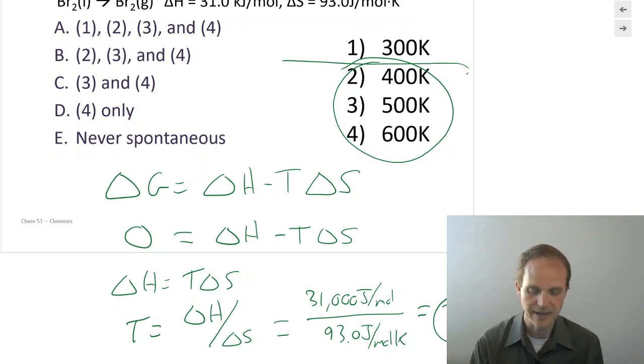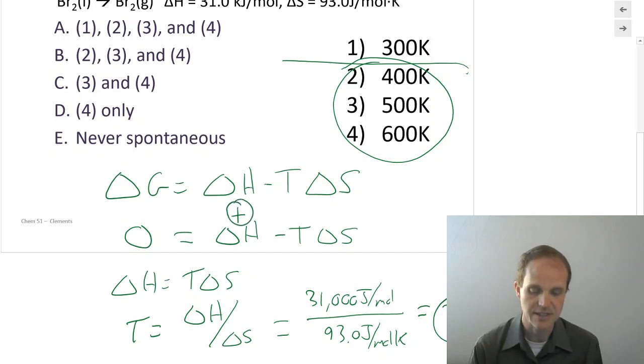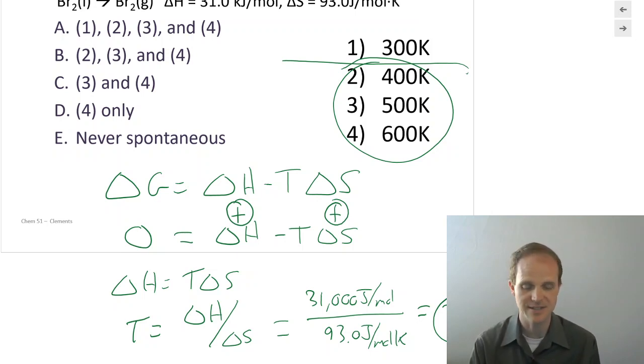Well, I can go back and I can look at the signs of everything. Here, my delta H is positive. My delta S is also positive. So at very, very, very low temperatures, like let's say 0, we can't actually get to 0, but we can pretend we can, my delta G is going to be positive, right?